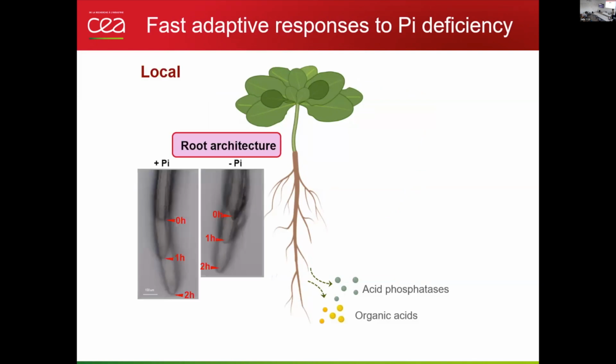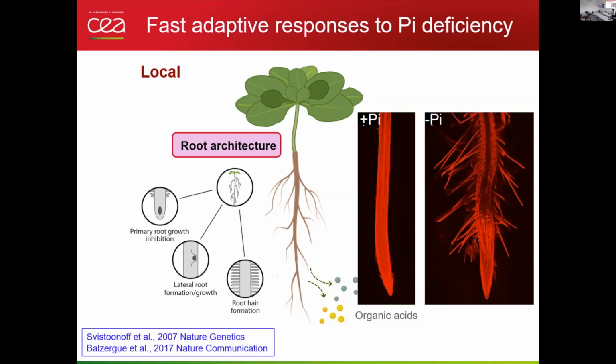So what happens when phosphate arrives? We have two kinds of answers in plants. The first one is local. It means that if you put phosphate here and not here, you will have a difference of response of the roots which have received the phosphate compared to the ones which have not. Actually, if you transfer a root from a rich media to a poor media, within 30 minutes, you can start to see a difference of growth. This affects the primary root growth, the meristem, lateral root development, and root hair formation.